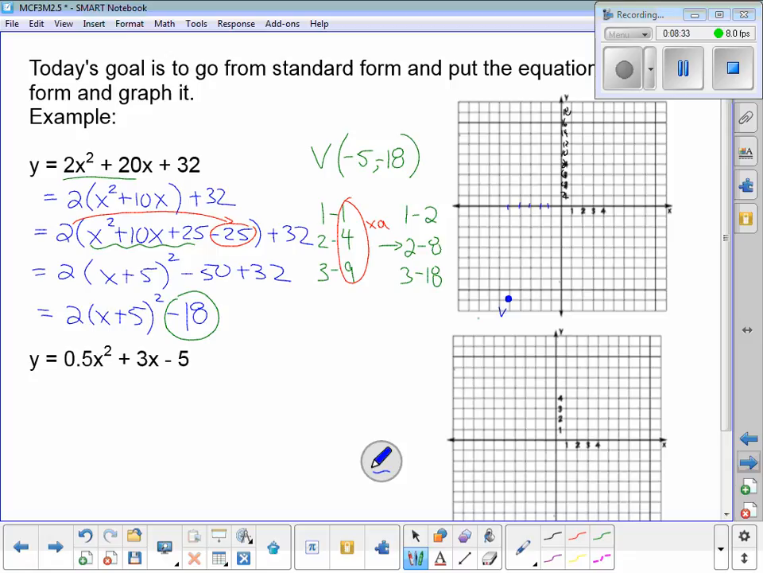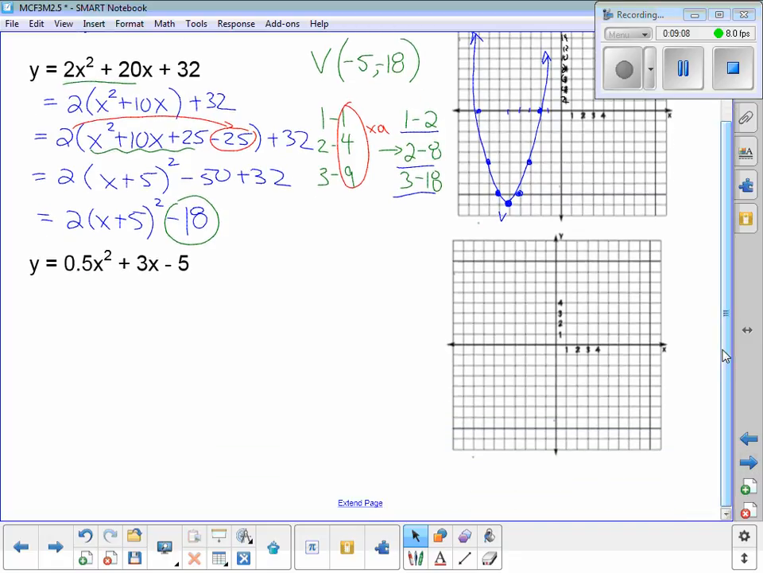Our step pattern, I'm going to go over 1 and up 2. So remember, every square is worth 2 on my new y-axis. The next one, from the vertex, I'll go over 2 and up 8. 1, 2, 2, 4, 6, 8. Symmetrical. Now I'm going to go back to the vertex, over 3, up 18, which will take me back to the x-axis. So there we go. There is our parabola from start to finish, going from standard form all the way to a final graphed product.